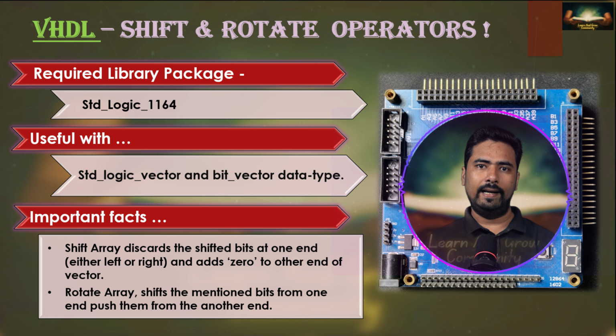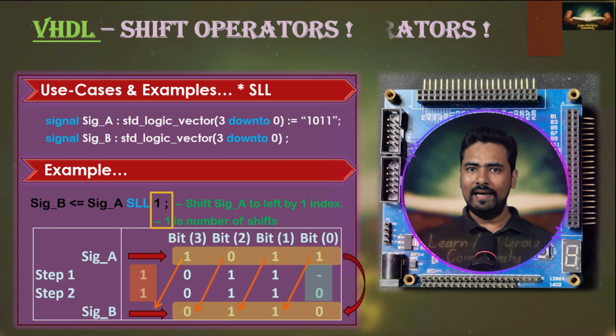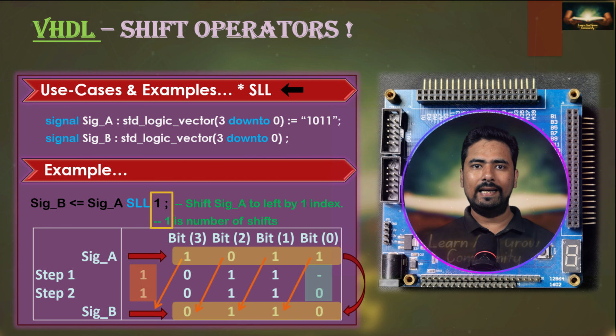One important note: you can also specify how many indexes are required to be shifted. You give this number in the operator statement. So for each index, this cycle will repeat itself. Means if you shift or rotate one array by two indexes, then it will execute in two loops. At the first cycle, the first index will be shifted and then another cycle of shifting will be performed. Let's understand shift left logical SLL in detail with some use cases.